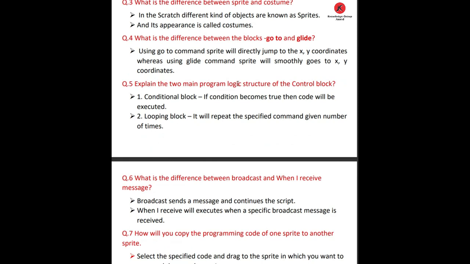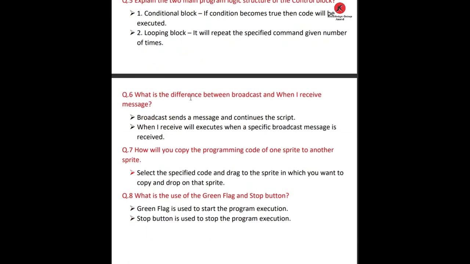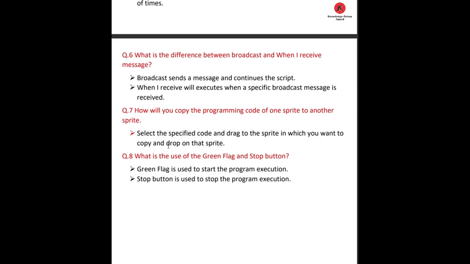Explain the two main program logic structures of the control block. Number one, conditional block. If the condition becomes true, then the code will be executed. And second, loop block. It will repeat the specified commands a given number of times. What is the difference between broadcast and when I receive message? Broadcast sends a message and continues the script, whereas when I receive will execute when a specified broadcast message is received.